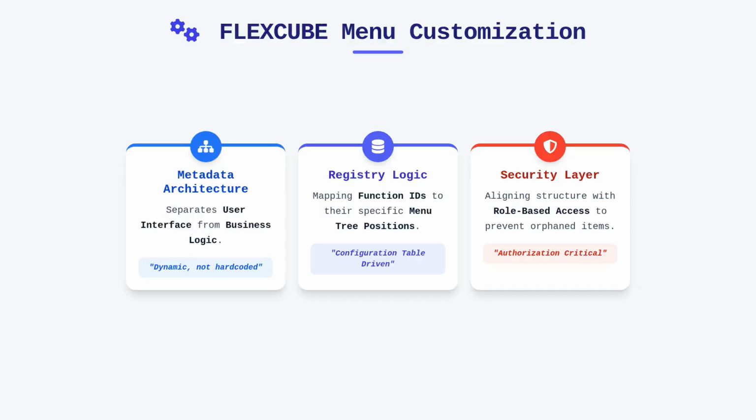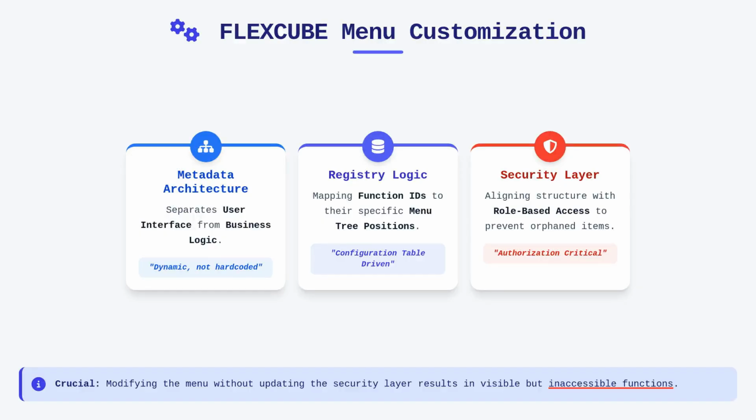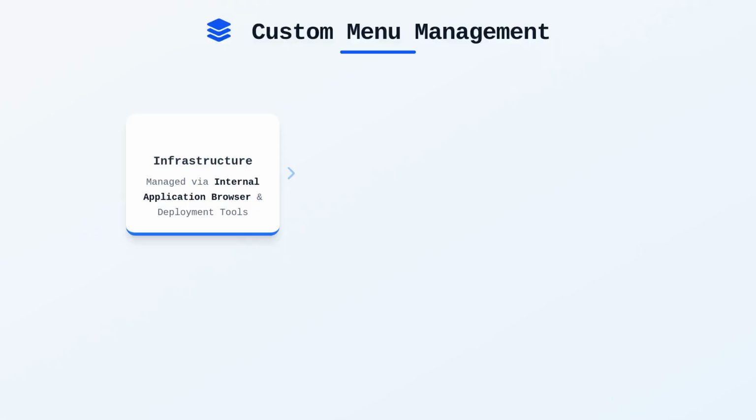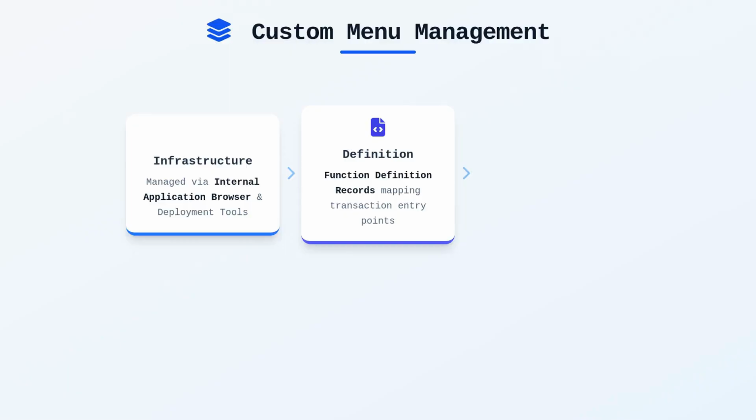If you alter the structure without accounting for the role-based security layer, you risk creating orphan menu items that are visible, but essentially inaccessible. The primary tool for managing these modifications is the internal application browser and the associated function deployment tools that Oracle provides within the infrastructure. When you develop a custom menu, you are often working with a function definition record that contains metadata describing the entry point to a transaction or a report screen.